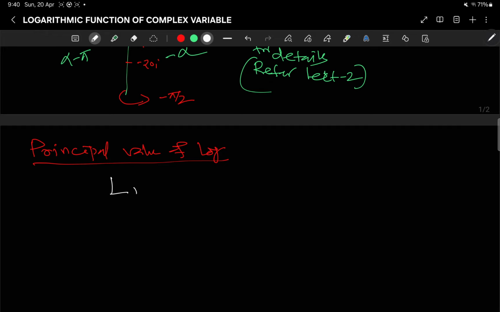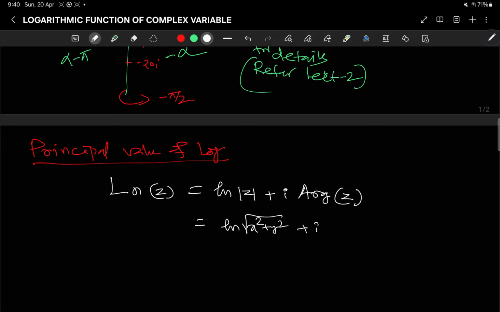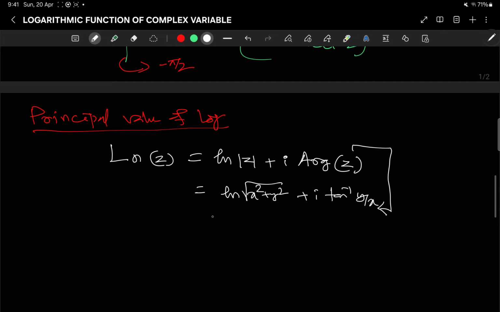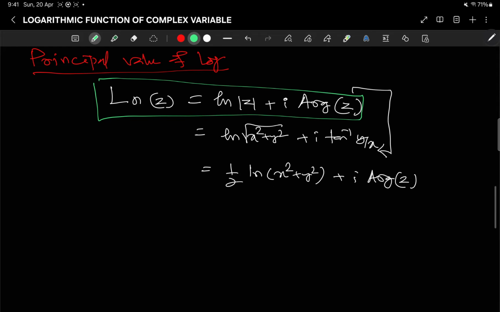Here capital Ln z, as I have told you, is ln |z| plus i arg z. This is equal to ln of the square root of x square plus y square, plus i arg z, where arg z is given by tan inverse of y by x according to the quadrant. So that is equal to half ln (x square plus y square) plus i arg z. This is my principal value of the logarithm. Now what is the general value of the logarithm?